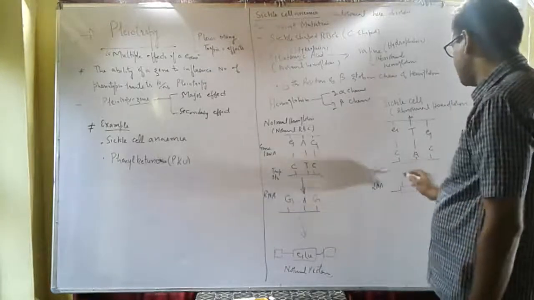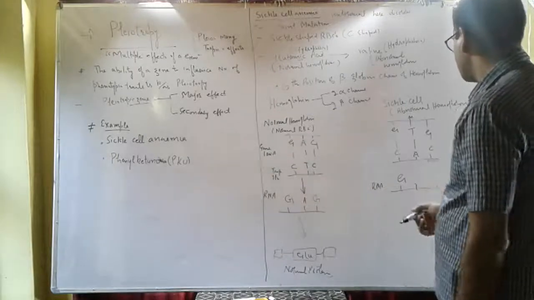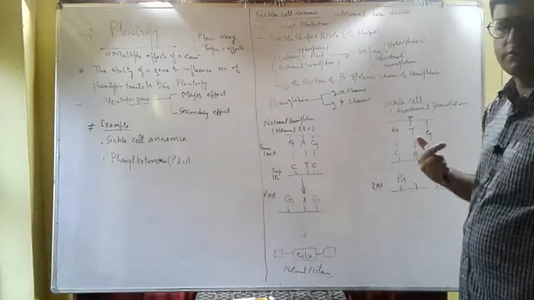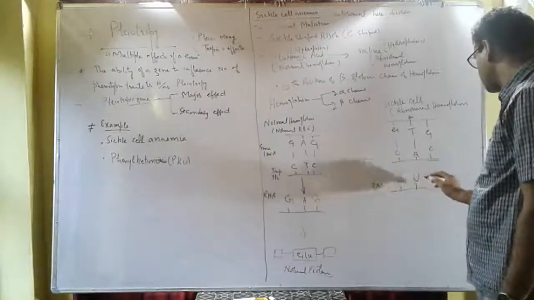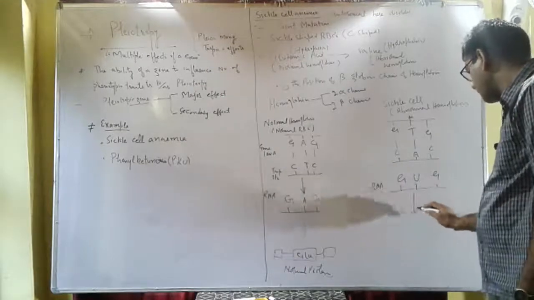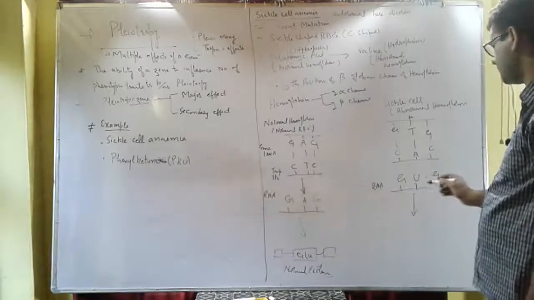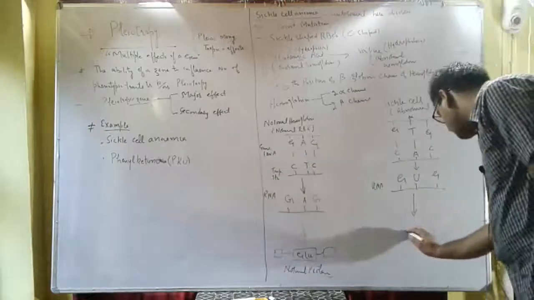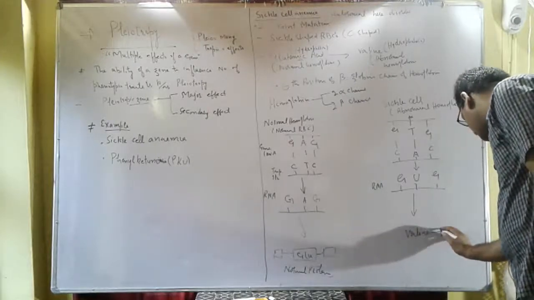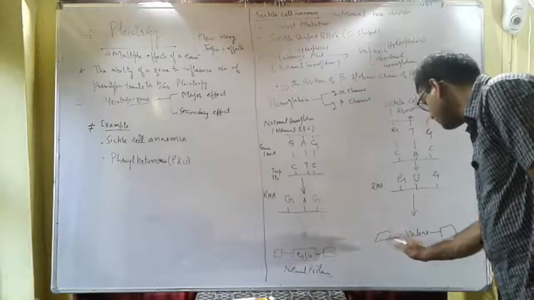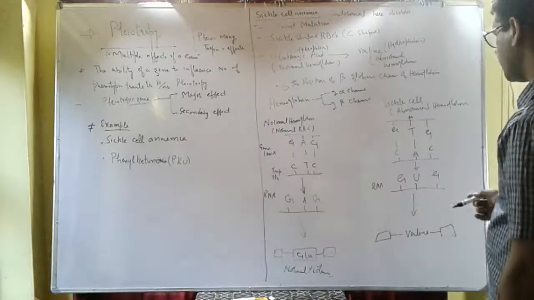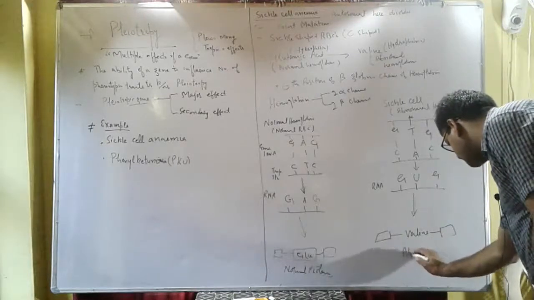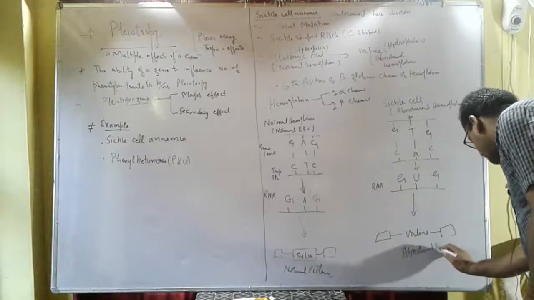This C pairs with G, A pairs with T. But in case of RNA, instead of thymine, we have uracil. So there would be GUG. Then there would be translation, and there would be valine at the 6th position of the beta globin chain of hemoglobin. This is what is abnormal hemoglobin.